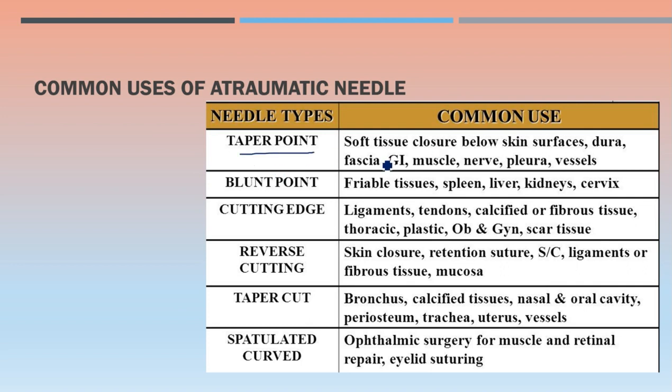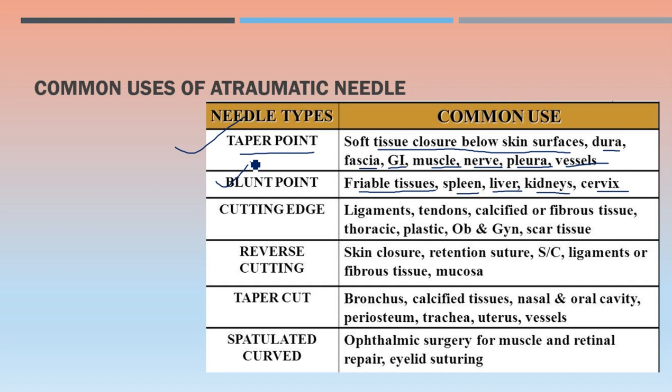All right. Then common uses of atraumatic needles, the taper point. If you can remember these things, very good. Otherwise, you can choose the important things like soft tissue closure below the skin surface: taper point. Dura mater, the neurosurgery. Fascia, the GI. The muscle, the nerve, the pleura, the vessels, the soft structures are taken care of by using taper point, right? The blunt point is used basically for friable tissues or solid organs, the visceral abdominal organs like spleen, liver, kidneys, the cervix.